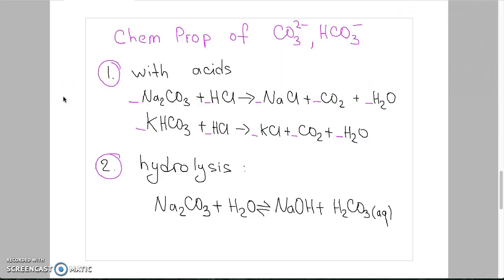Chemical properties of carbonates and hydrogen carbonates. Carbonates and hydrogen carbonates react with acids to produce carbon dioxide, salts and water. Also, some carbonates undergo hydrolysis. For example, if we take sodium carbonate, in the product we will have a strong base and a weak acid.